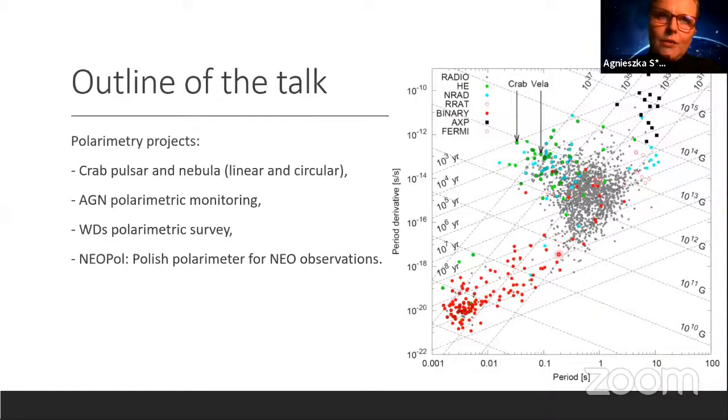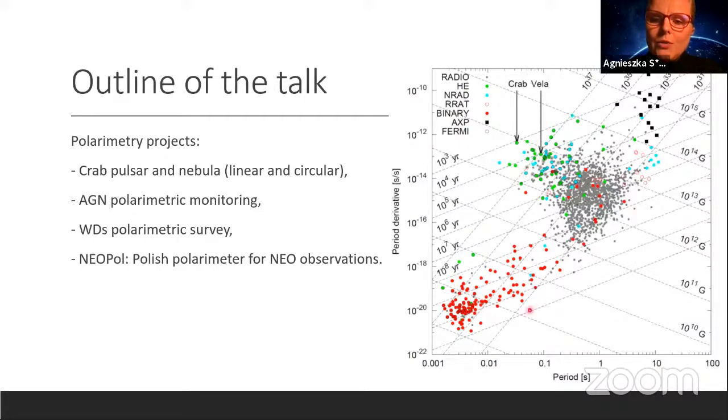As you know, we know more than 3,000 radio pulsars. Some of them are also visible in other domains of the electromagnetic spectrum. My main interest is the optical pulsars, so the pulsars which are young and energetic, like Crab or Vela or Geminga.